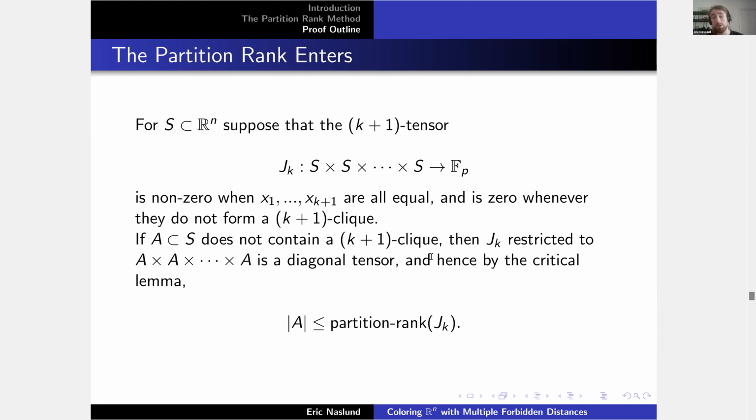And I'll add one more. Why does the partition rank of JK work like this when we move down? If there was a way to write JK as a small number of terms, that would still apply when we restrict down to A. So, are there any questions about this slide at all? This is the rough overview of how these kinds of arguments generally work. Are there any questions so far?